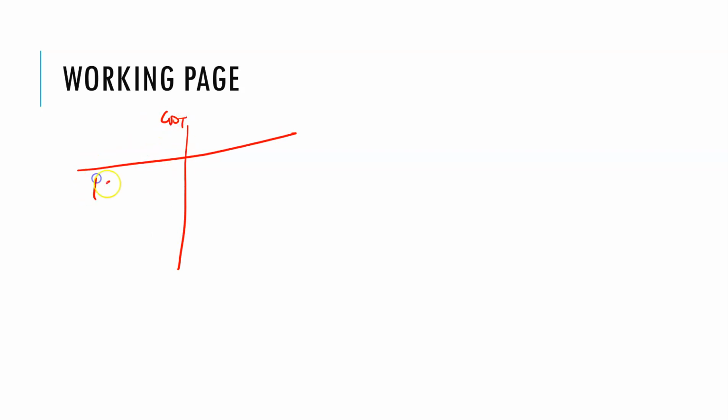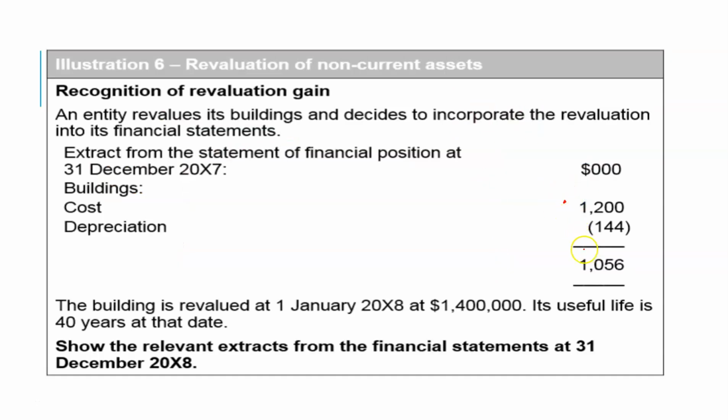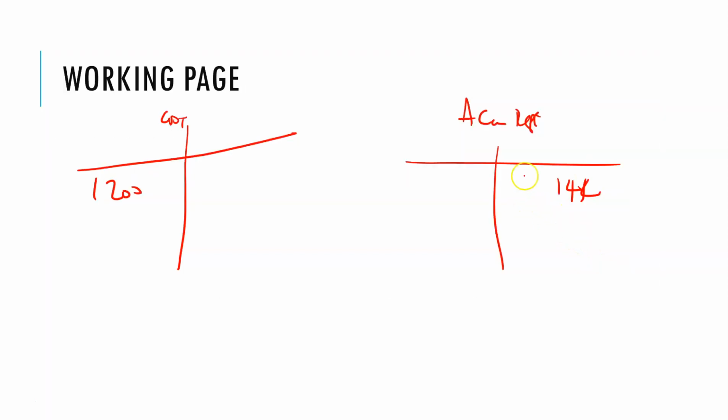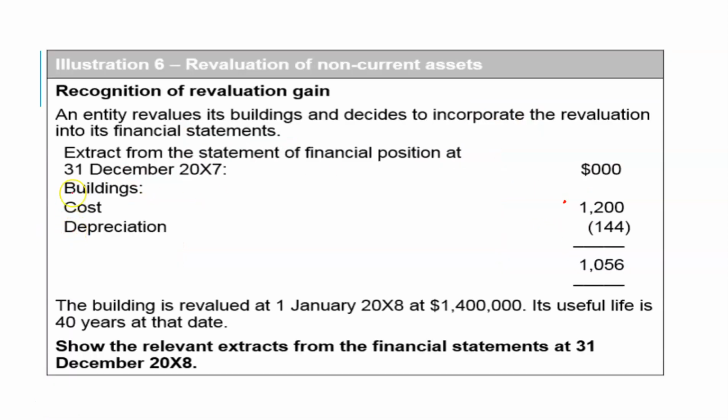Cost 1200 and accumulated depreciation 144. So that's what we have. Again, this is at the 31st of December 2007.